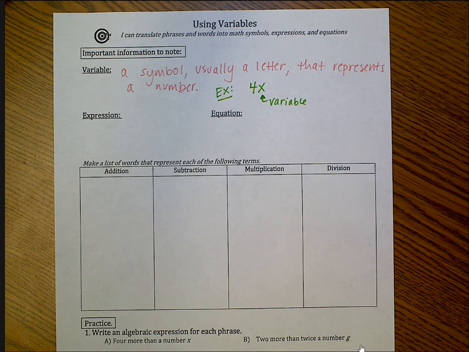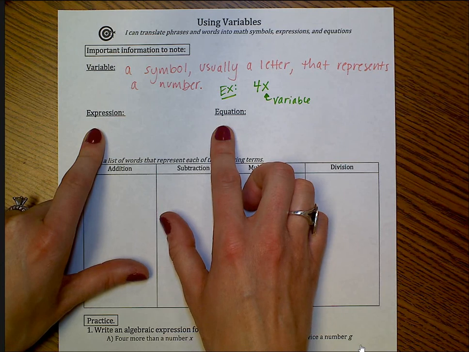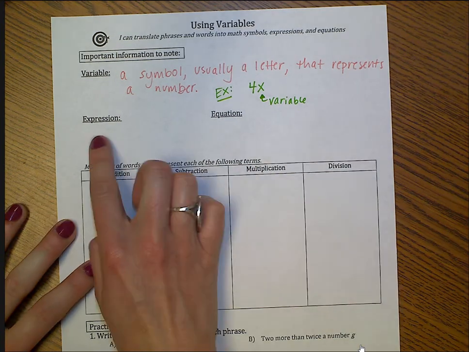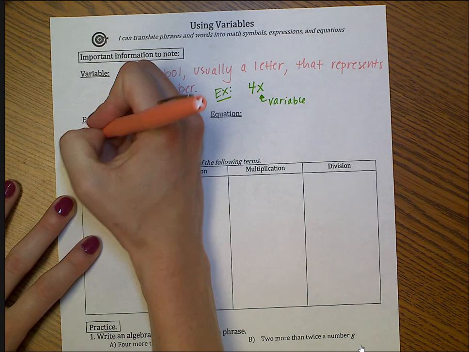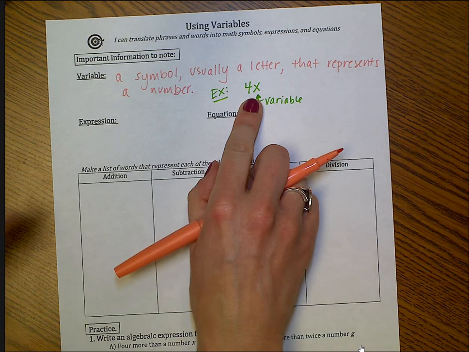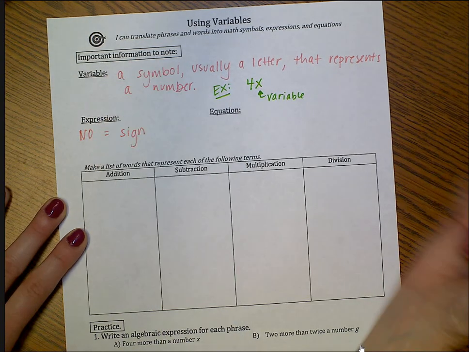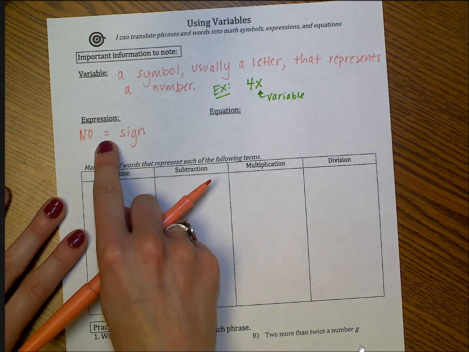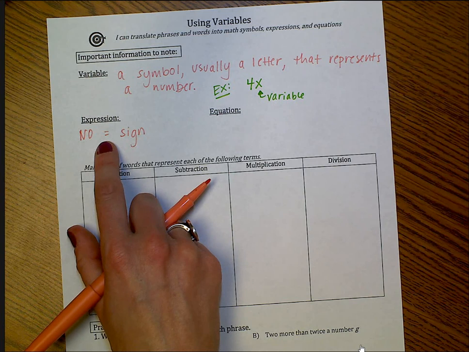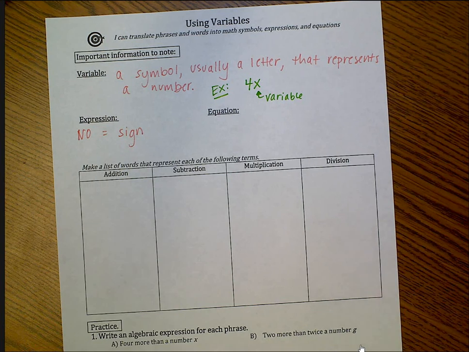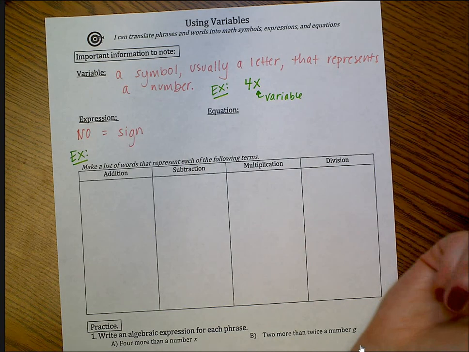Now, the next 2 terms are similar, but with one small but big difference. We've got expression and equation. An expression is exactly what I just wrote, 4x. It's something that doesn't have an equal sign. I like to write the symbols sometimes instead of the whole word, so I just wrote equals. If you want to write the word equals, that's cool too. Basically, it's a combination of letters and numbers without an equal sign.